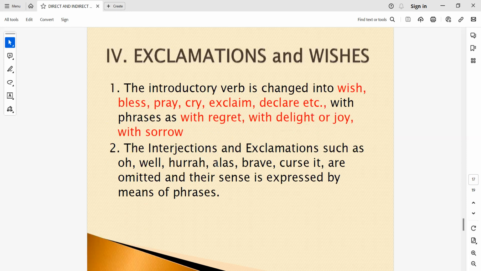Next is with exclamations and wishes. In reporting a wish or an exclamation in the indirect speech, the first one is the introductory verb is changed into wish, bless, pray, cry, exclaim, declare, etc., with such phrases as with regret, with delight or joy. Accordingly, it should be used. The appropriate words have to be used wherever necessary. And the second one is the interjections and exclamations such as, oh, well, hurrah, alas, bravo, are omitted and their sense is expressed by means of phrases.